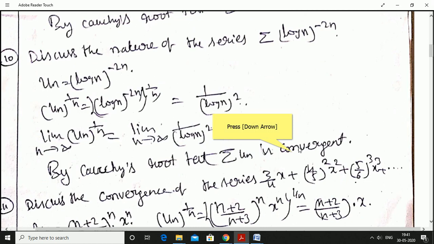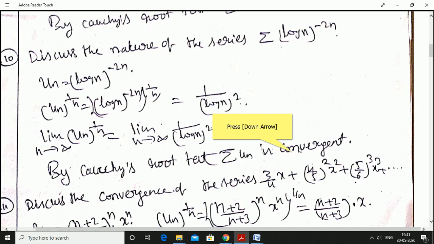One more problem. Discuss the nature of the series sigma (log n) power minus 2n. Here un is equal to (log n) power minus 2n. It is of the form f of n to the power of g of n. So consider un to the power of 1 by n. Un is (log n) power minus 2n, to the power of 1 by n. That is equal to, here n, 1 by n gets cancelled. (Log n) power minus 2, nothing but 1 by (log n) whole square.